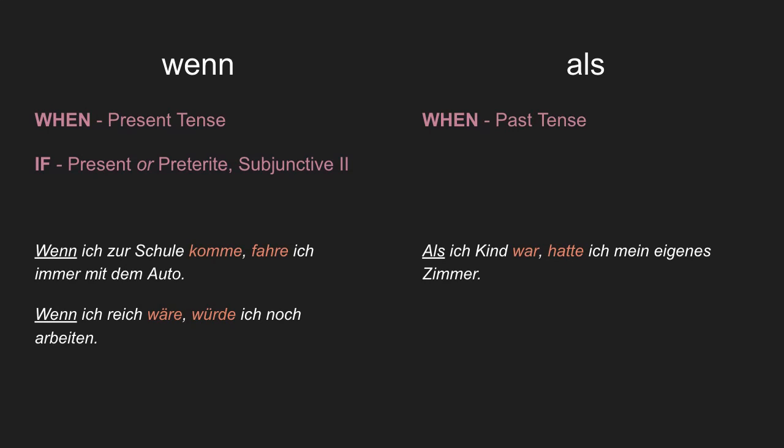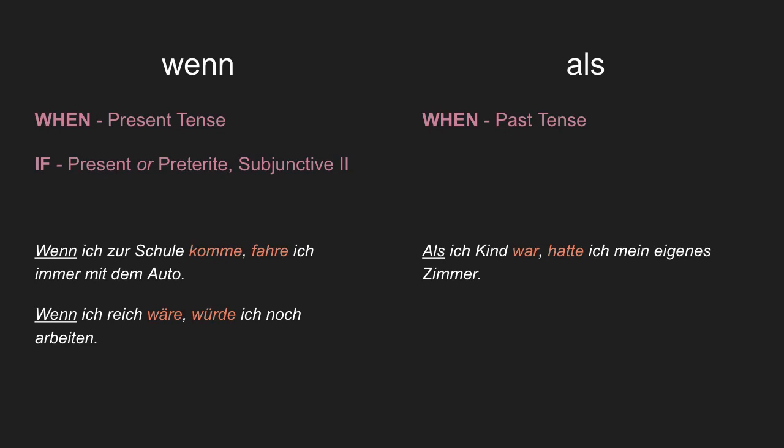Another example with wenn is wenn ich reich wäre, würde ich noch arbeiten. All right, so again, we've put the subordinate clause at the front, and we have our verb move to the end of the first clause and to the beginning of the second clause. I used two examples here. The first was an example with present tense, and the second an example with the subjunctive two of the preterite tense. On the right side, we have an als example.